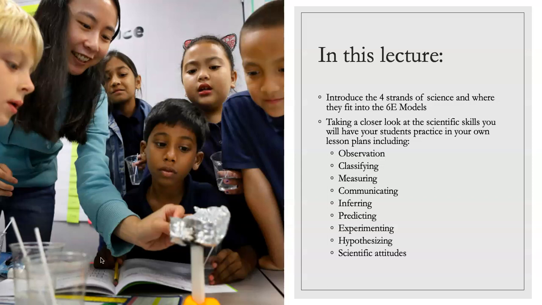Many of you, when you picked your Louisiana State Standard that you were going to tackle in your lesson plan, had mentioned that you're going to have your students do one of the following: observe, classify, measure, communicate, infer, predict, experiment, hypothesize. And so today we're going to dive a little bit deeper into what that means and how you can incorporate that into the 6E model. And then finally, we're going to wrap up with scientific attitudes, because I think it's really important that no matter what we do in science, we keep it positive and we make science fun.